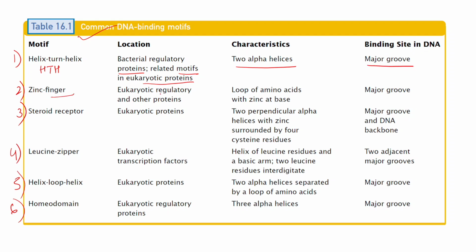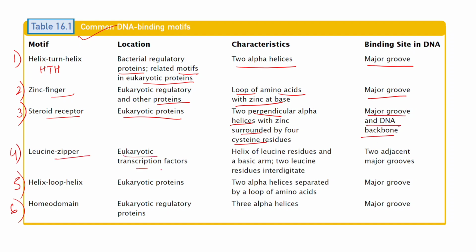Now zinc finger is also found in eukaryotic regulatory and other proteins. It is a loop of amino acids with zinc at the base. Since it is a zinc finger, obviously there will be zinc. Its location is also the major groove. Apart from this, steroid receptor, you all know, is a eukaryotic protein with 2 perpendicular alpha helices with zinc surrounded by 4 cysteine residues. Its location is the major groove and DNA backbone.